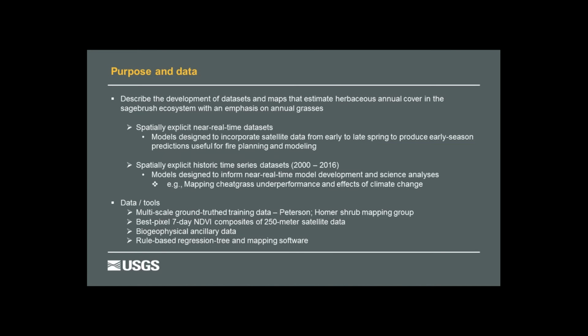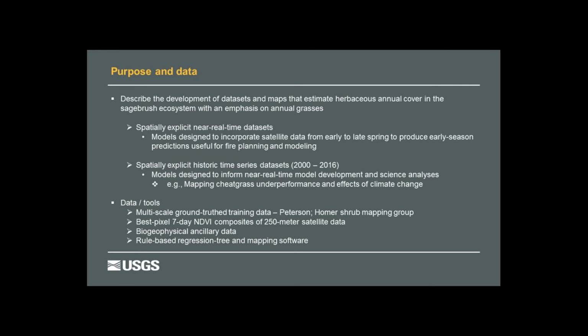The purpose of this presentation today is to discuss the development of data sets and maps that we've created that estimate herbaceous annual cover in the sagebrush ecosystem, at least a good chunk of the sagebrush ecosystem. And we're emphasizing annual grasses, specifically cheatgrass, because it is the dominant grass in most of the area, especially in the Great Basin.